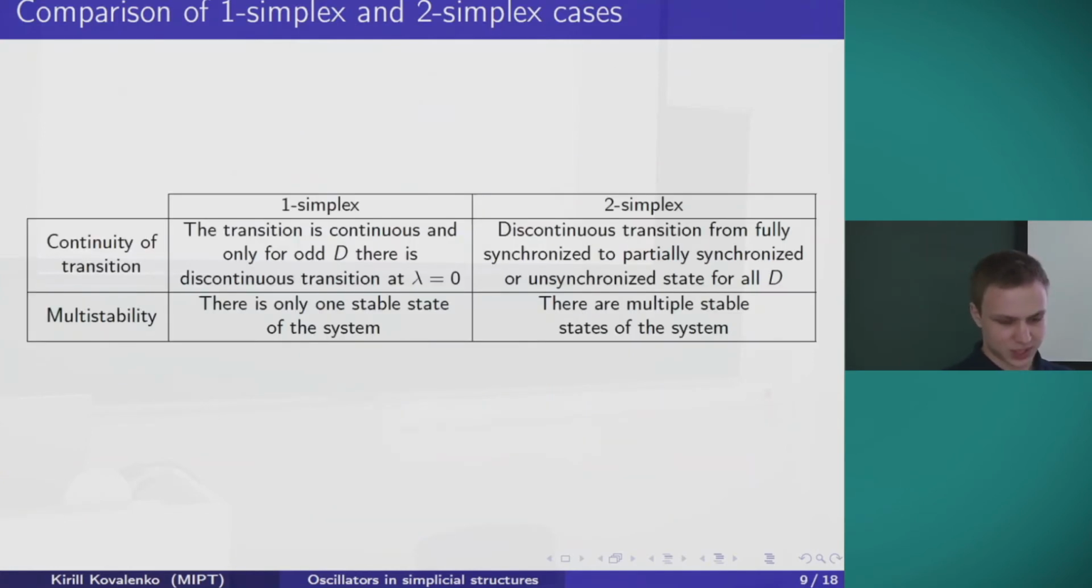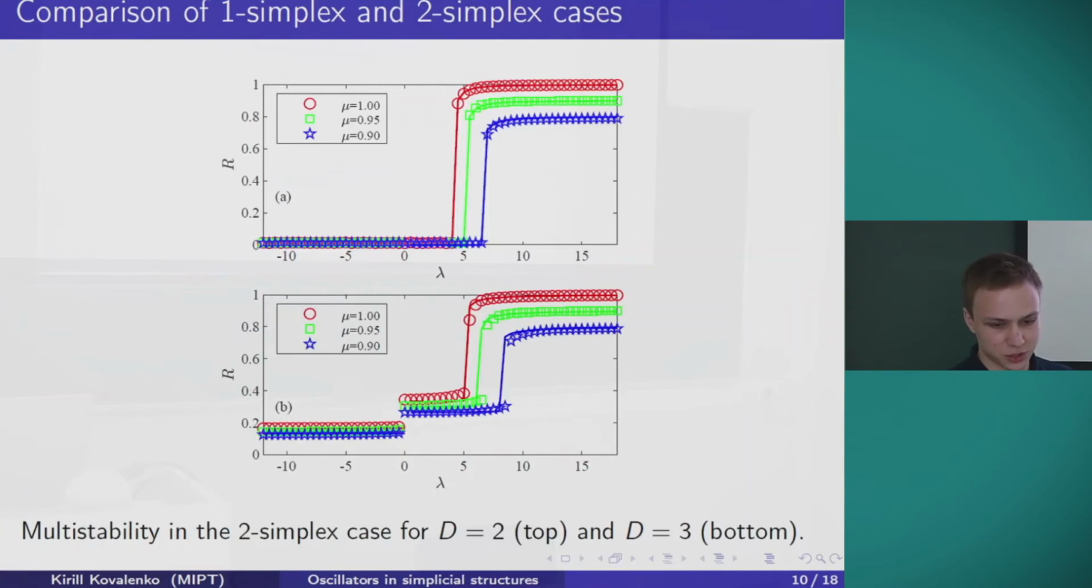Okay, so the next point which I want to discuss is the existence of multistability. In case of only pairwise interaction, there can be only one stable state of the system, while for the case of two simplex interactions, we can have multiple stable states of the system, starting from fully synchronized to totally non-synchronized. I will show it in the next picture.